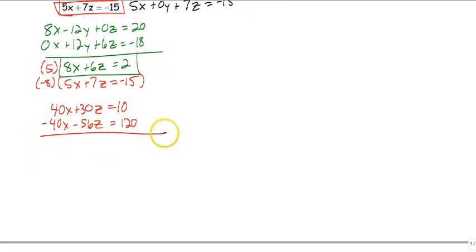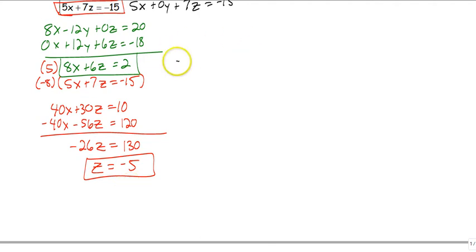Now we can add down. We get negative 26. I cannot subtract today. 26z is equal to positive 130. And when you divide by negative 26, you get z is equal to negative 5. Okay, so that's part 1. Now we just have to plug into the other equations to get our answers.